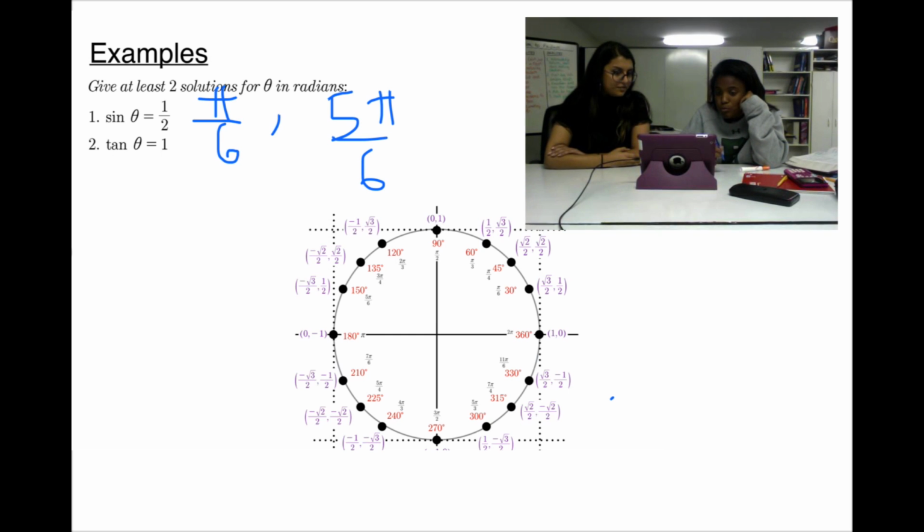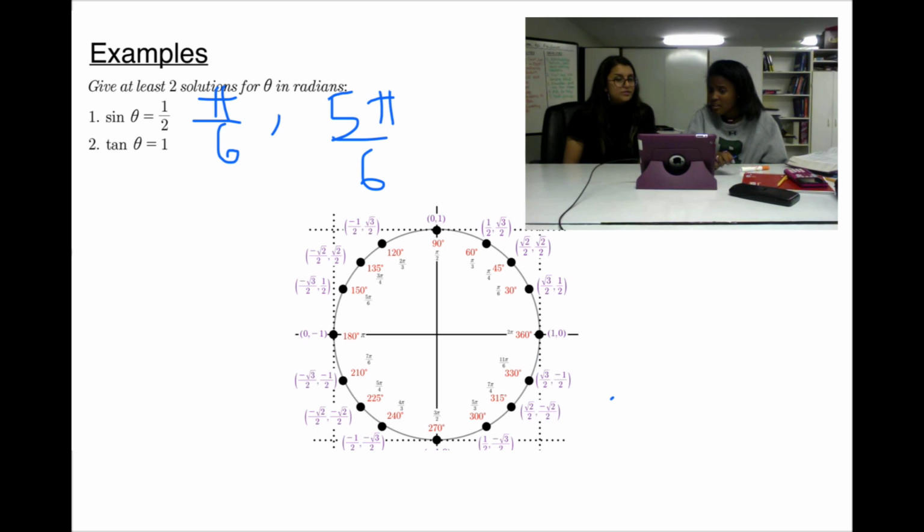So tangent is 1, but that's not a coordinate. So would I have to divide it first? Yeah, you gotta think about where it's gonna be 1. So it's positive, I know that. So it has to be one of these two. Yes, very nice. And so then, would it have to be where the cosine and the sine are the same? Yeah, exactly.